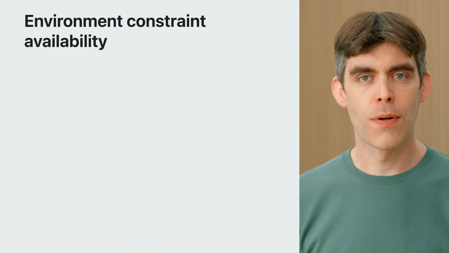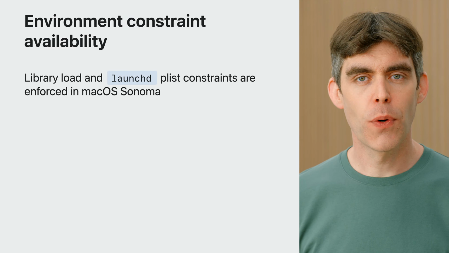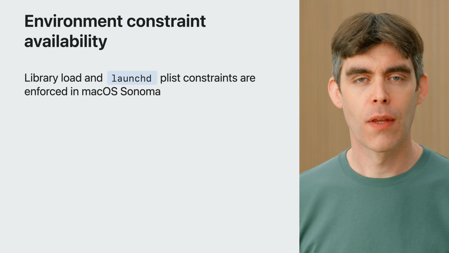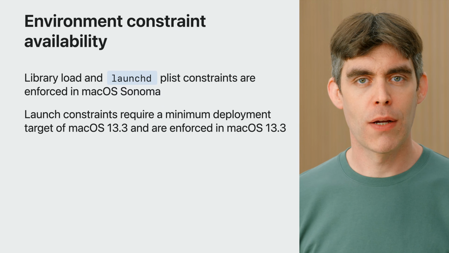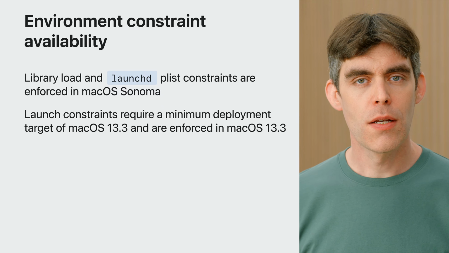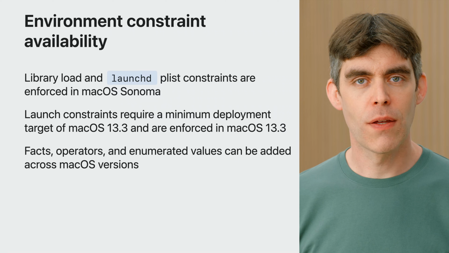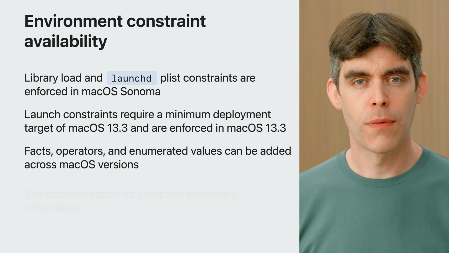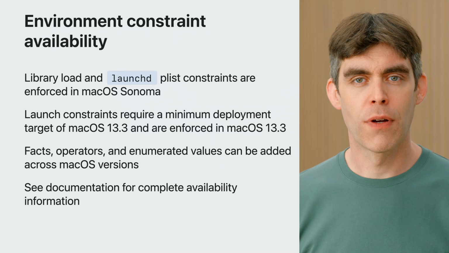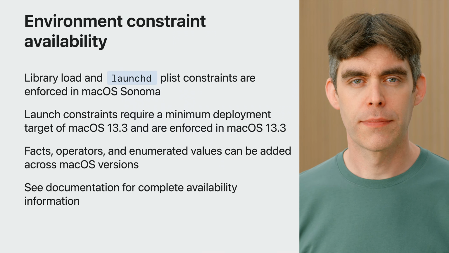So where are environment constraints available? Library load constraints and LaunchD plist constraints can be included in apps targeting any macOS version. They are enforced starting in macOS Sonoma. Launch constraints can be added to apps targeting macOS 13.3 or later, and they are enforced starting in macOS 13.3. Note, the supported set of keys and values that can be used in environment constraints may change across macOS versions. Refer to the documentation for complete availability information.